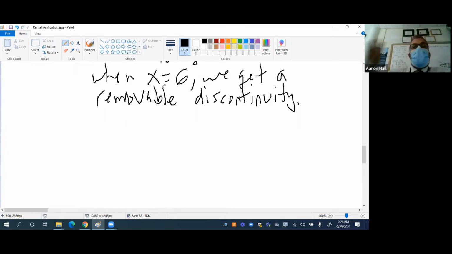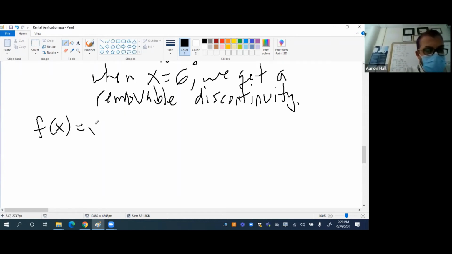Emerson, what are the 4 different types of discontinuity? Removable, jump, infinite, and oscillating. Yep, those are the 4 different types of discontinuity. All types of discontinuity can fall into those 4 categories. All right, so let's consider our transformations. What does this look like as a transformation?